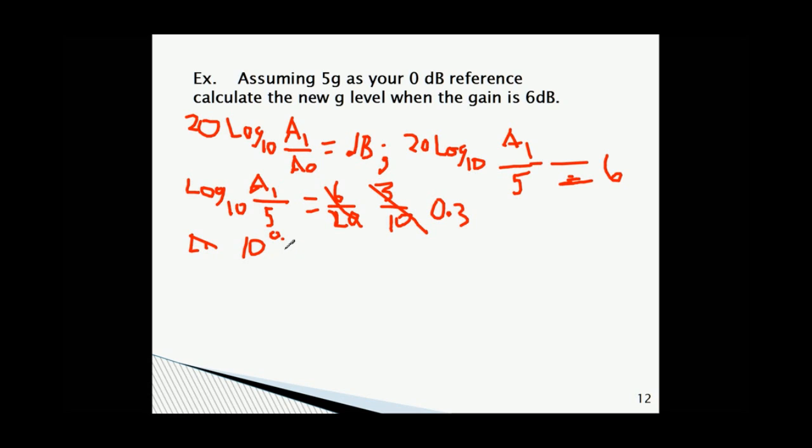So 0.3 is the exponent of 10, because log base 10 becomes 10, so 10 to the power 0.3 is equal to A1 over 5. And we're going to go ahead and multiply both sides by 5, so we have 5 times 10 with an exponent 0.3 is equal to A1.